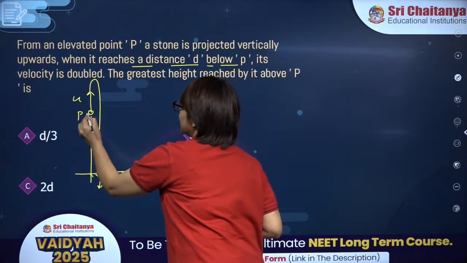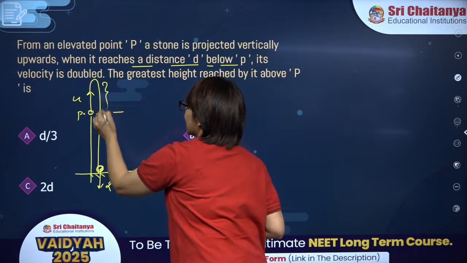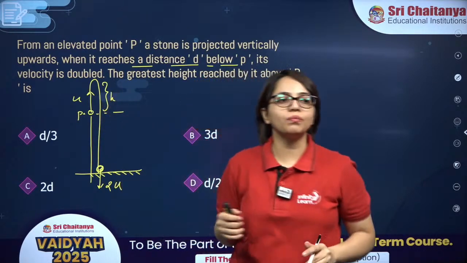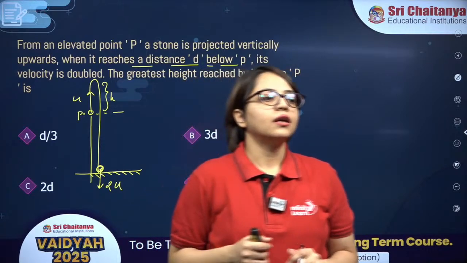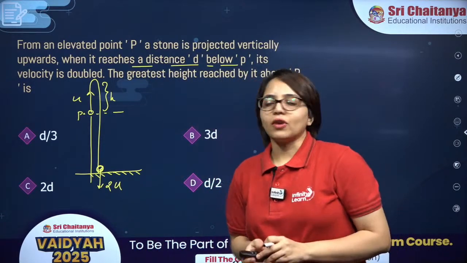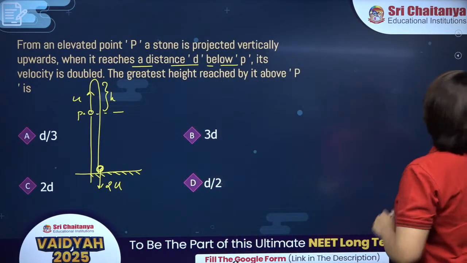So this is point P. We have to find this height achieved by the stone before taking the U-turn. Try this one everyone. Come on guys.